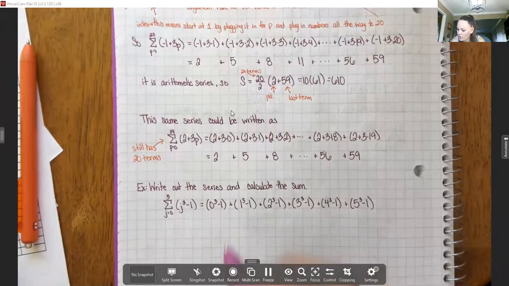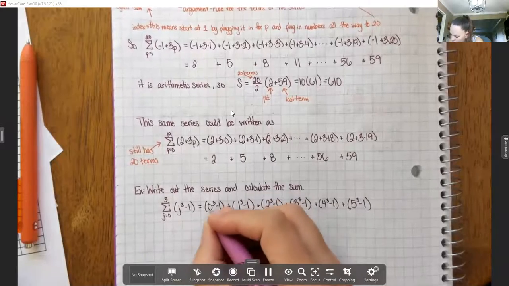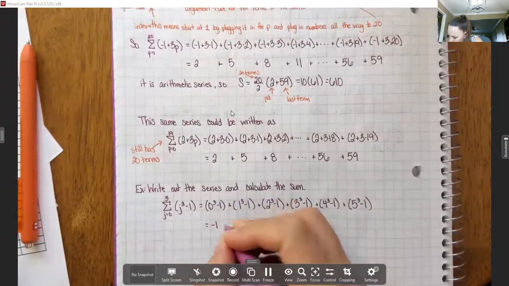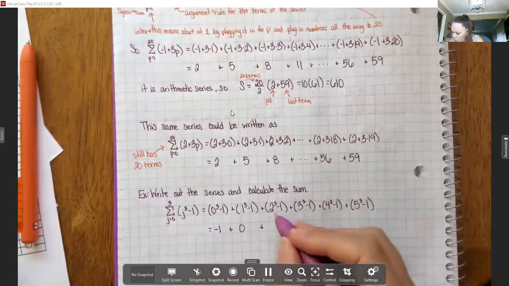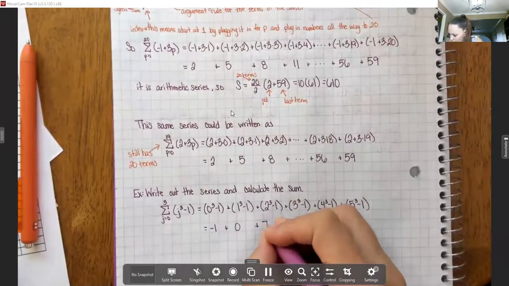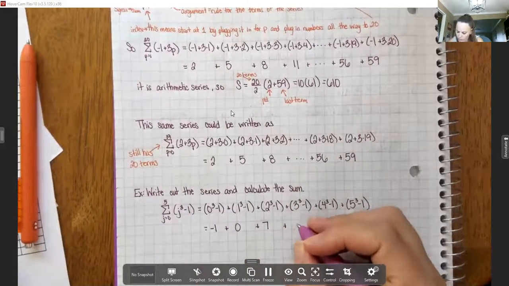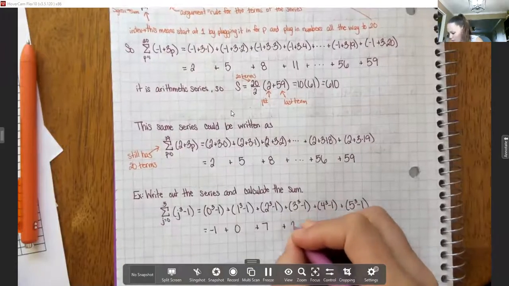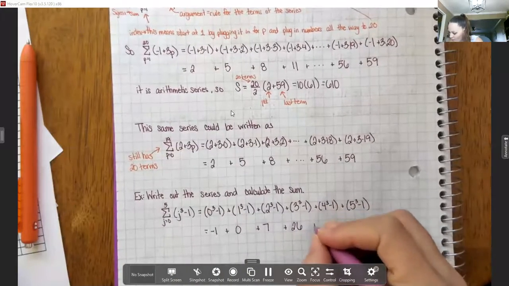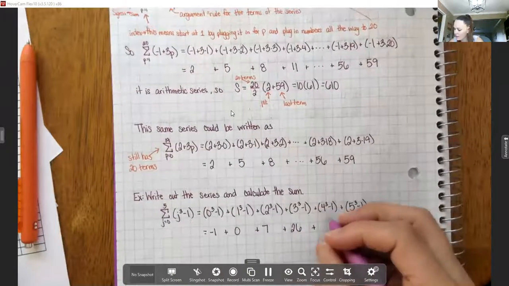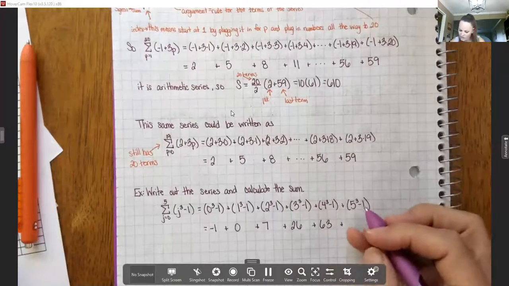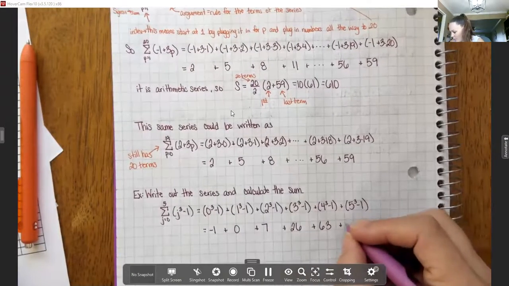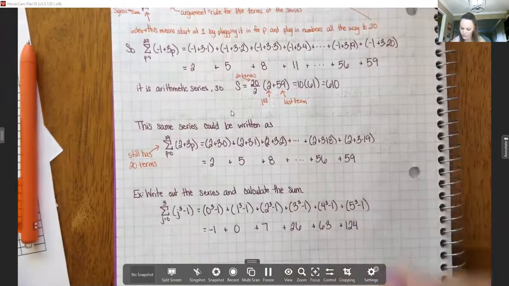And then, so I just do each set of parentheses. 0 cubed minus 1 is negative 1. 1 cubed minus 1 is 0. 2 cubed is 8, minus 1 is 7. 3 cubed is 27, minus 1 is 26. 4 cubed is 64, minus 1 is 63. Plus 5 cubed is 125, minus 1 is going to be 124.